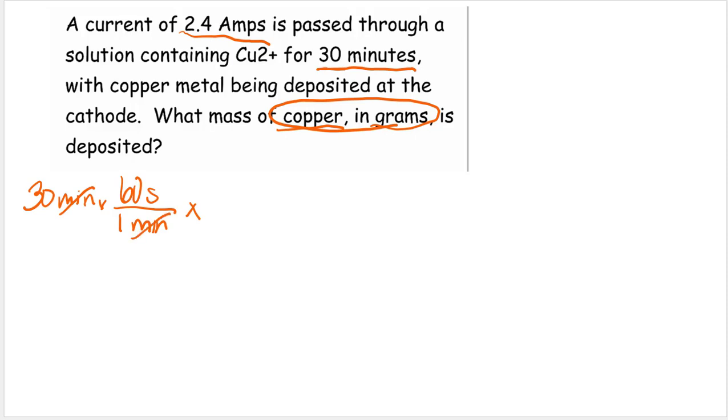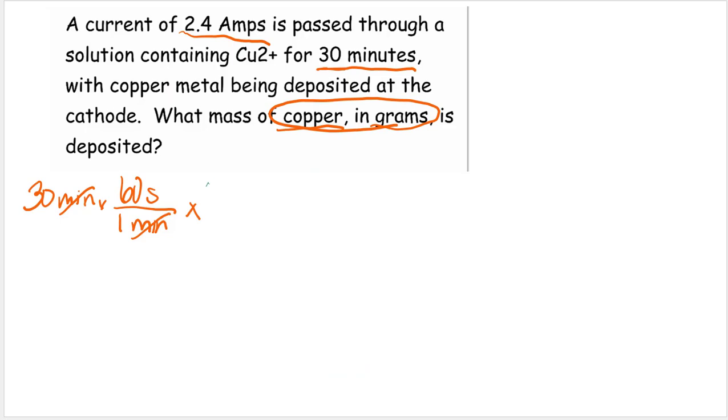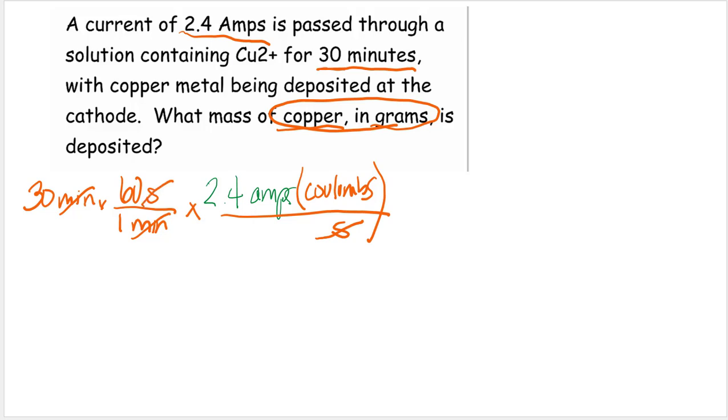Next, remember we said, I'm going to flip back here, we're going to take our time and we're going to multiply it by amps because amps is also coulombs per second. So let's come back here and we're going to multiply it by our 2.4 amps. And then I'm going to write in my orange, which is equivalent to coulombs per second. We'll do that so that we can see that our seconds and seconds will cancel out. All right, next, I got to get rid of coulombs. Remember we said we're going to do 1 over Faraday's constant. So 1 over 96,485 coulombs, and we said it's coulombs per mole of electrons. Okay, that cancels these coulombs out.